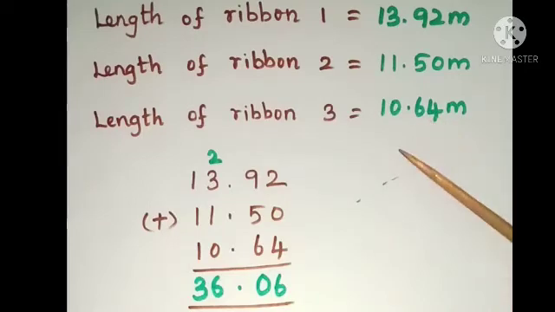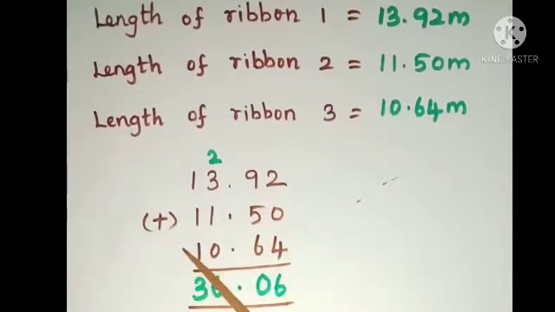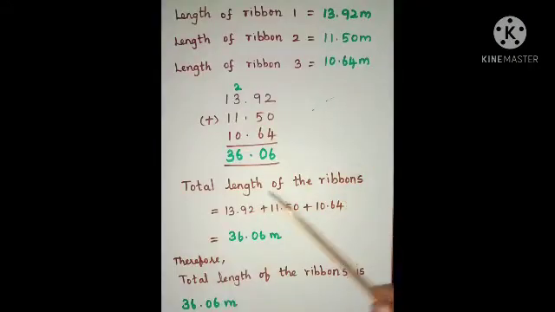Total is the keyword of addition, sum. Thus, here we have to add all these given decimal numbers. That is 13.92 plus 11.50 plus 10.64. Total length of the ribbons is 13.92 plus 11.50 plus 10.64. When we add all these decimal numbers, we get 36.06 meters.